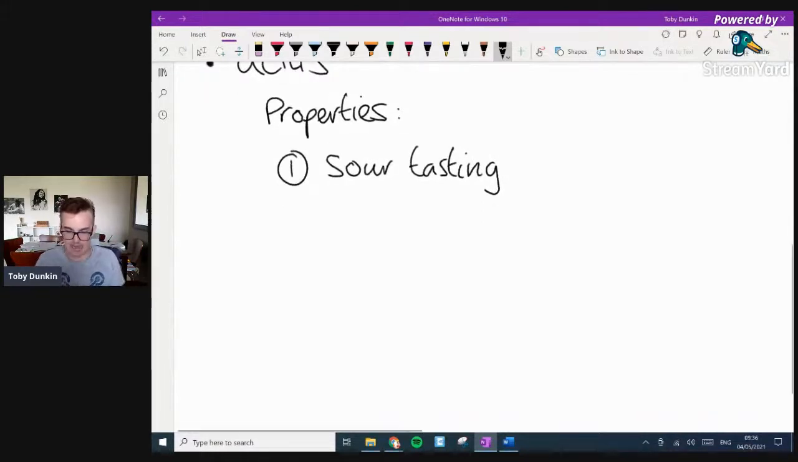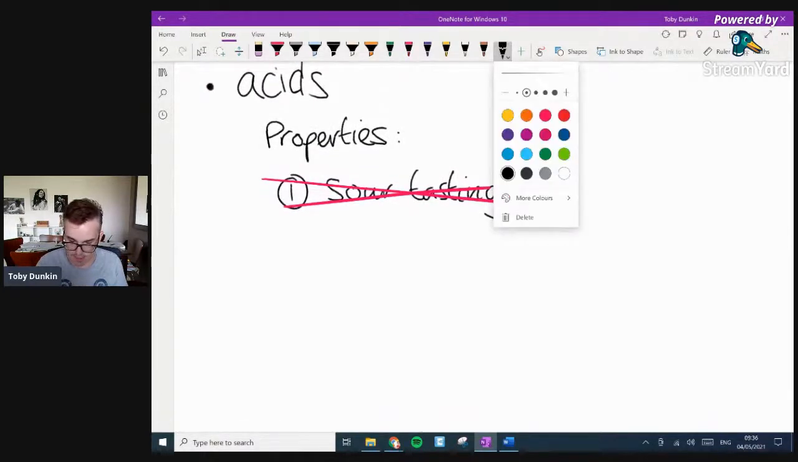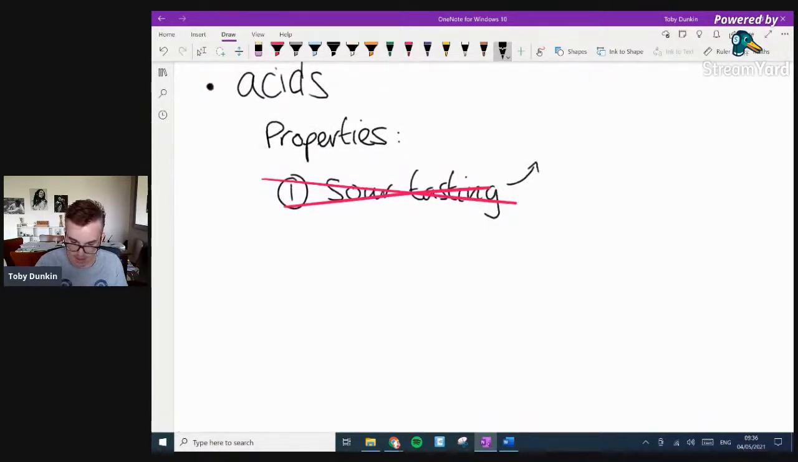Sour taste as well. Now, can I just point out, you do not really need this one for GCSE, but it's nice. No, Zina, flip it, please. Yeah, this one's really not needed for GCSE anymore. We don't taste things in chemistry, so this one kind of dies a death at this point, but we teach it in year 7 because you taste them in foods.